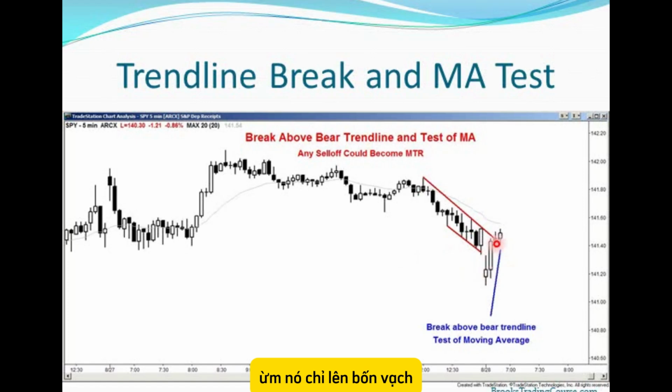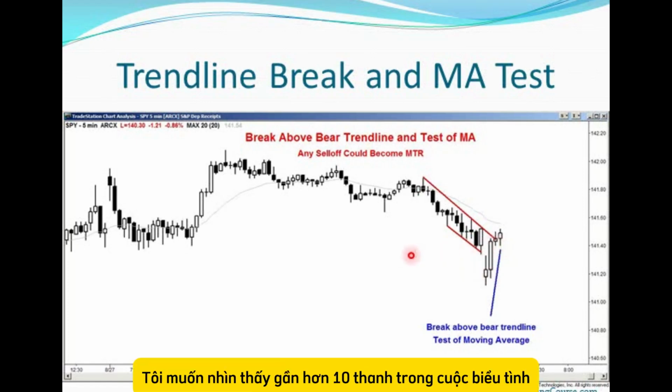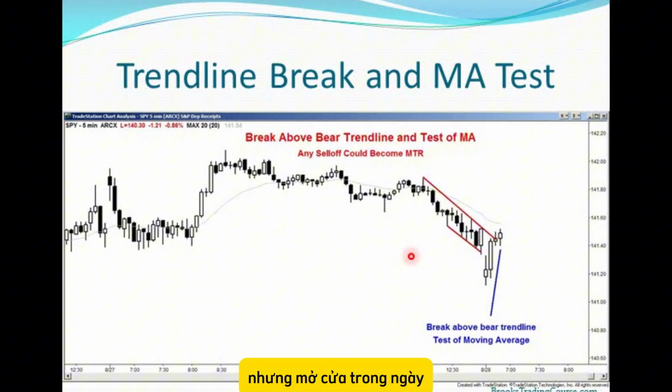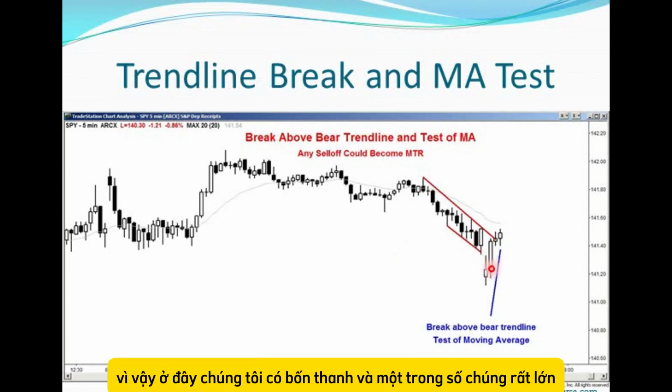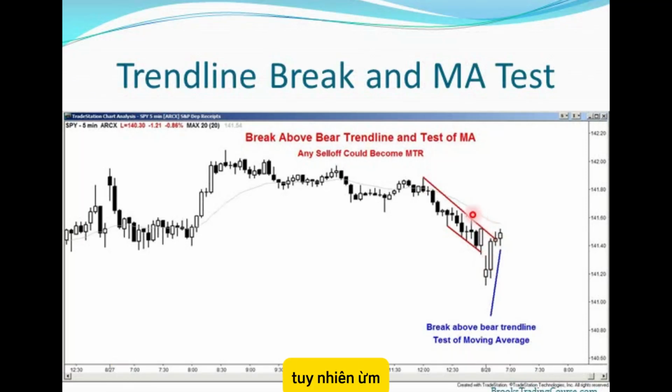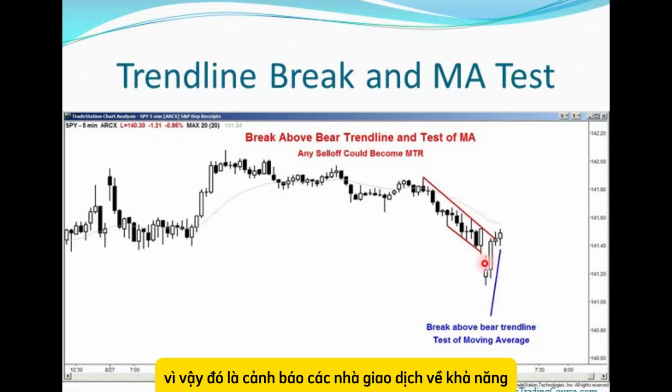It's only 4 bars up. In general, I'd like to see closer to 10 bars in the rally, but in the open of the day, first hour of the day, a lot of times major trend reversals happen with fewer bars and bigger bars. So here we have 4 bars and one of them is very big. However, we're breaking above the bull trend line, and we have good buying pressure here, so that's alerting traders to the possibility that any sell-off could result in a major trend reversal.